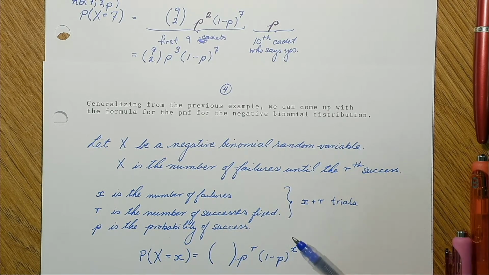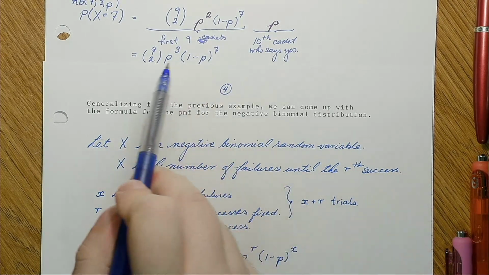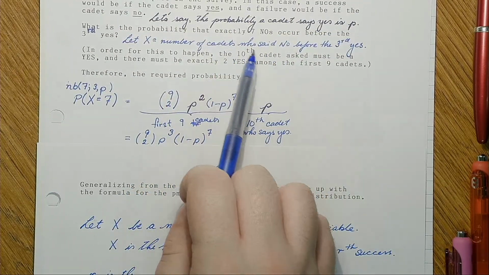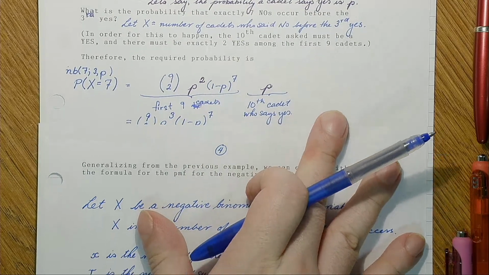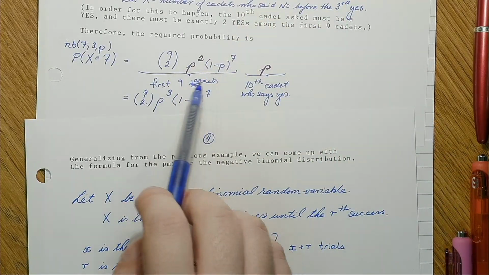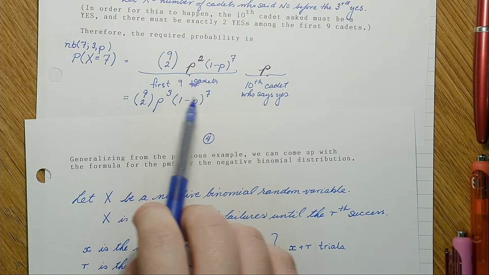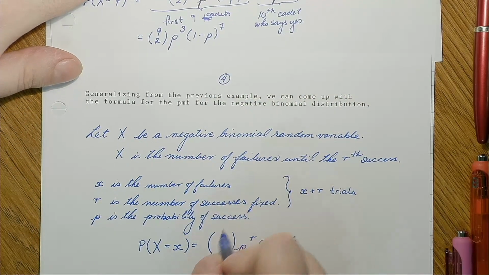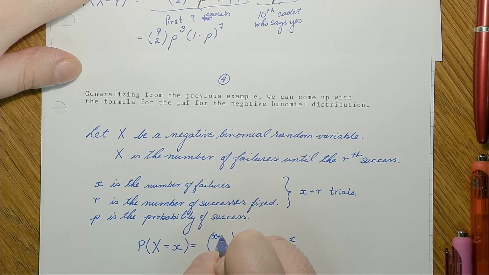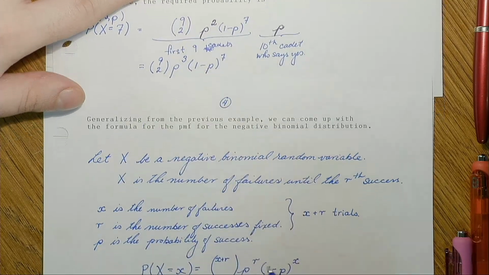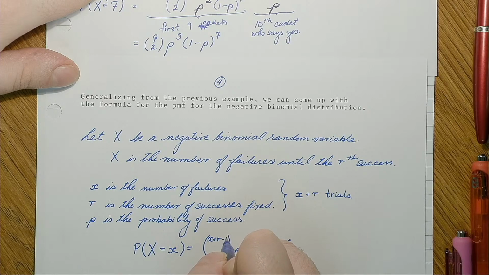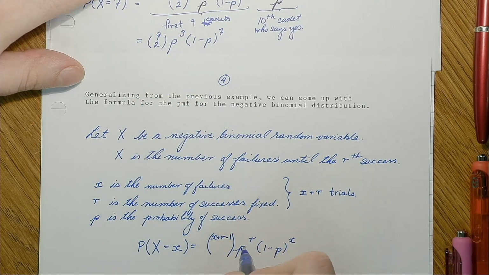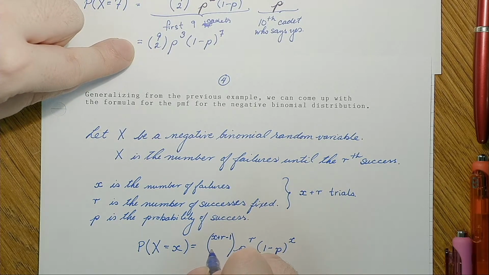And this is where it's a little tricky. So we see that 9, in this case up here, where we had the 10th cadet. So in total there would be 10 trials, but notice that instead of 10 we have 9. So it's the total number of trials, so x plus r minus 1. And then we're going to choose one less of the success.